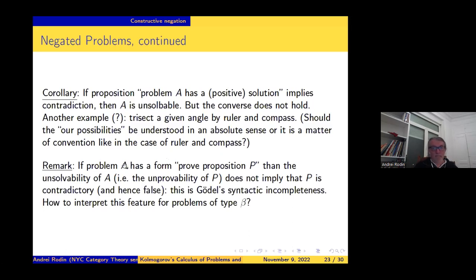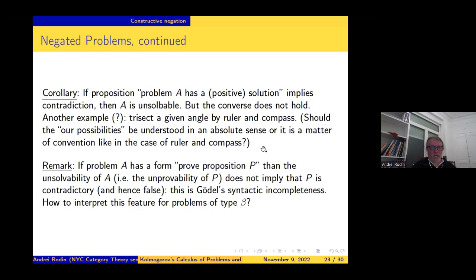Yeah, but I'd also remark, if we take the special case of a problem which has the form of a proposition, we may call it a propositional problem, then the unsolvability of A does not imply that A is contradictory. That is Gödel incompleteness, syntactic incompleteness, right? But then it remains open, and I don't have an answer, but maybe some of you have a straightforward answer. How would that work in the case of problems? That's kind of incompleteness.